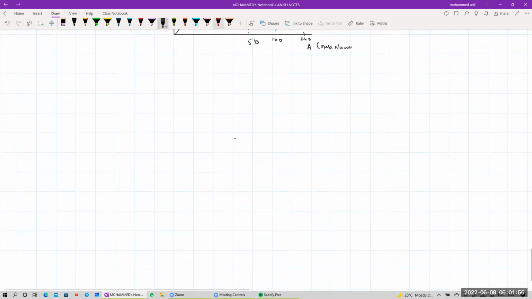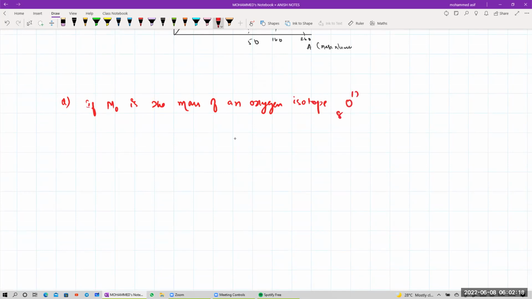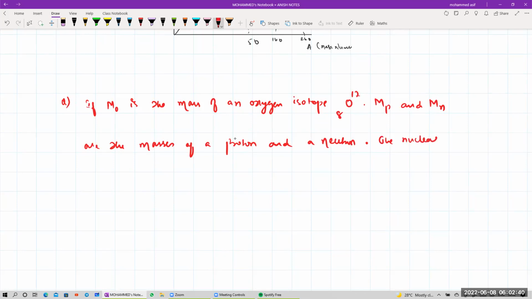Let me give you one question on this, how the questions are framed on this. If M0 is the mass of an oxygen isotope, 17 8 O, and MP and Mn are the masses of a proton and a neutron, the nuclear binding energy of the isotope is?